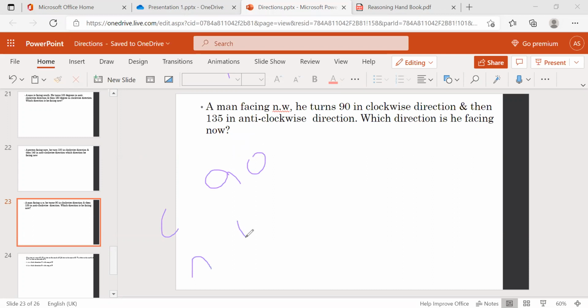anti-clockwise 135 degrees. Just subtract that. So he's moving and he came back in the same direction, right? First he moves like this, and then he moves like this. So 90 degrees plus that 45 degrees. So now anti-clockwise direction 45 degrees. Northwest is this, anti-clockwise 45 degrees. What is that? This one, right? So just 45 degrees, northwest to west. West he is turning. Anyhow, I'll explain clearly.